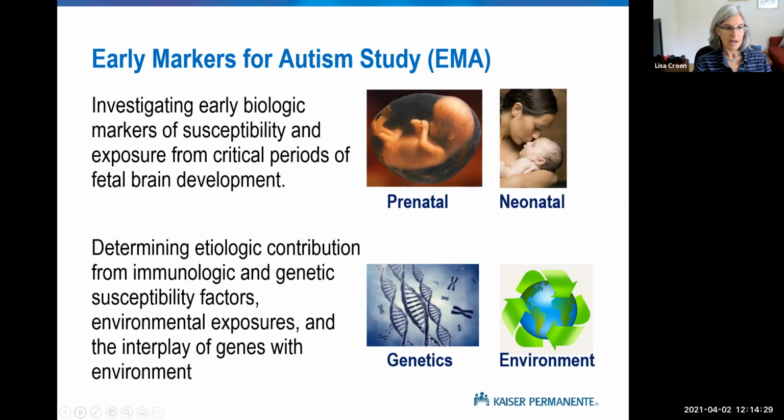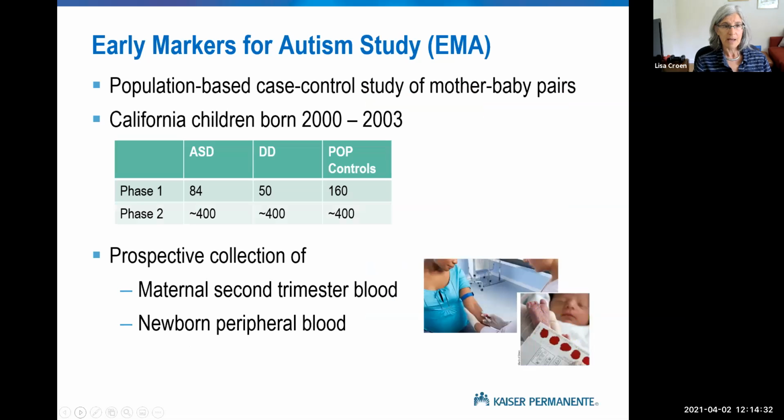The study was designed as a population-based case control study.